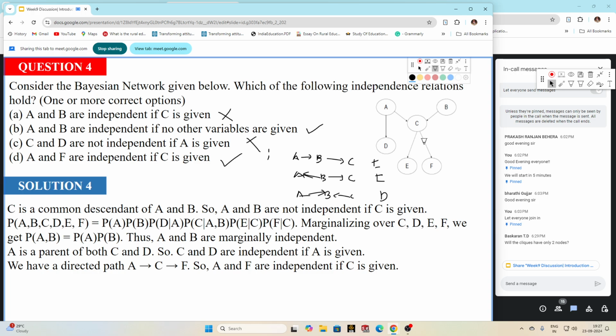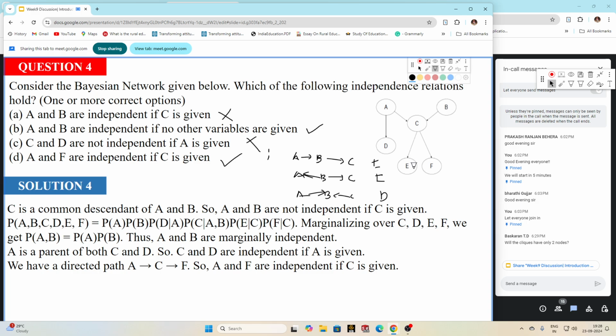Okay, is this clear? Again I am repeating: for A and B, as these are the root nodes, we will take the marginal probability, that is, we will write P(A) and P(B). Now for node D, we will write the conditional probability with respect to its parent. Its parent is A, so we will write P(D given A). Now about C, we will write the probability of C given A and B, since C has two parents.